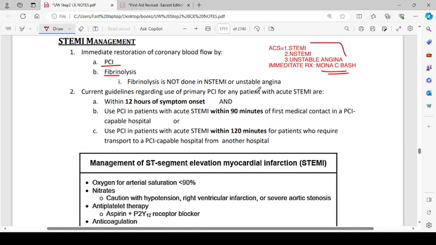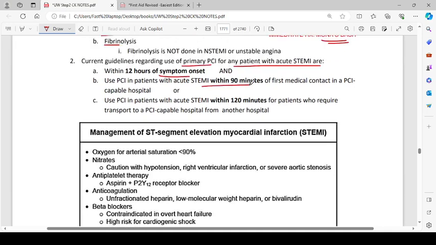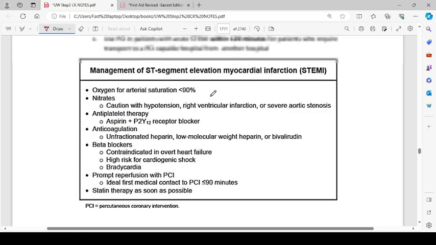The current guidance regarding the use of primary percutaneous intervention for any patient with acute STEMI: within 12 hours of symptom onset, use percutaneous intervention within 90 minutes of first medical contact in a PCI capable hospital. Use PCI in patients with acute STEMI within 120 minutes for a patient who requires transport to a PCI capable hospital from another hospital, because he would have received first aid at the first contact, and secondly, we can extend the limit to some extent for the person who is willing to get it.